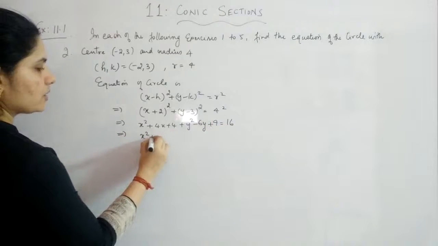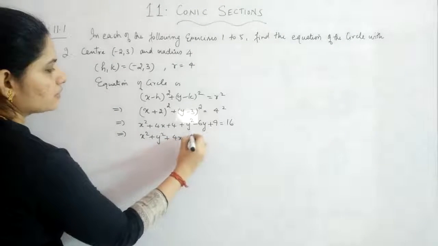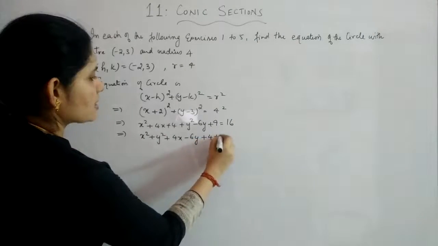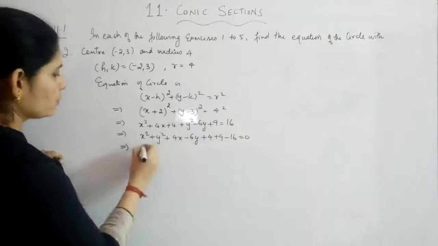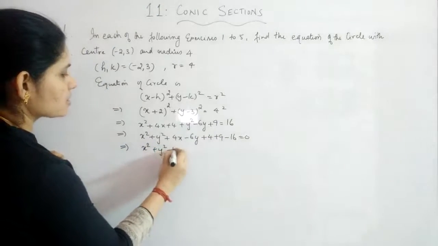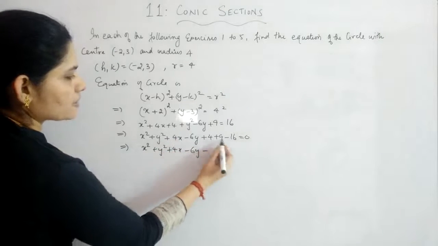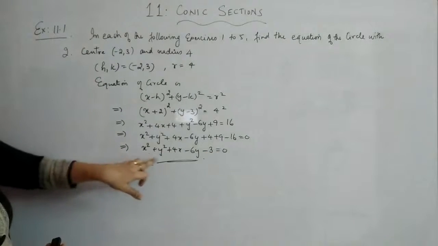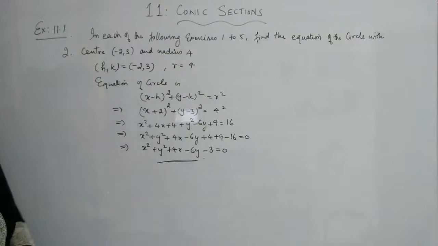So first writing the x square term, then the y square term, then the x term which is plus 4x, then the y term which is minus 6y, then the remaining constants. Here you have plus 4 plus 9 minus 16 equal to 0, and together this will give you x square plus y square plus 4x minus 6y minus 3 equal to 0. Okay, so you can see that it is actually in the general form. We are starting with the standard form and reaching the general form of the equation of the circle.